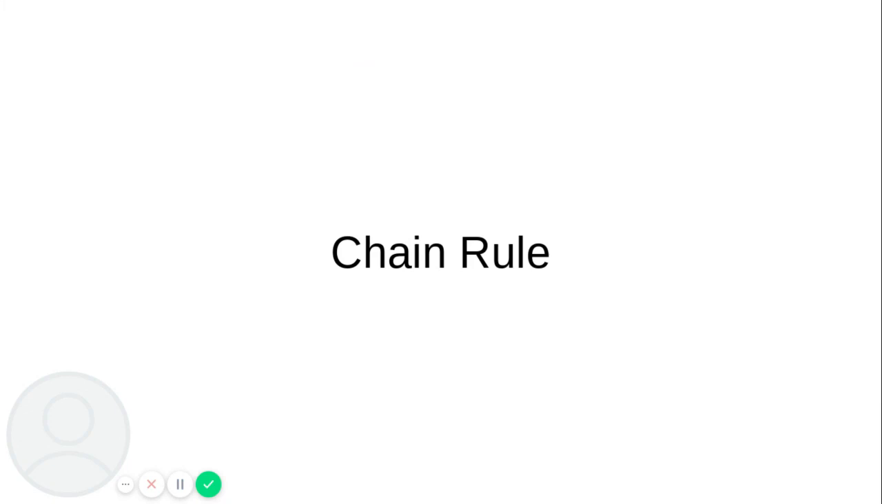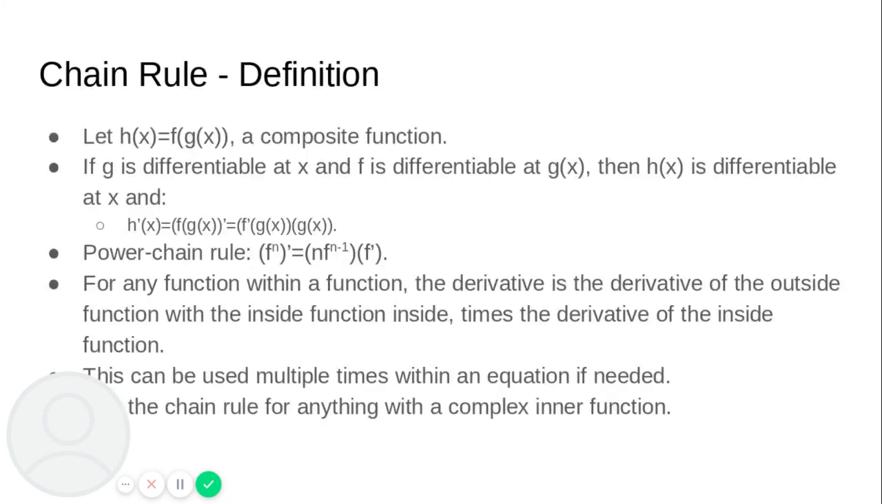So today we're going to talk about the chain rule. The chain rule is a method of differentiation to differentiate composite functions. So, for example, let h of x equal f of g of x. This is a composite function where g of x is within f of x. So if g of x is differentiable at x and f is differentiable at g of x, then h of x is differentiable at x.